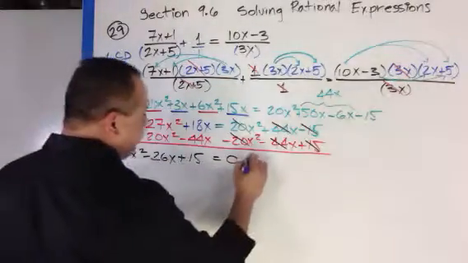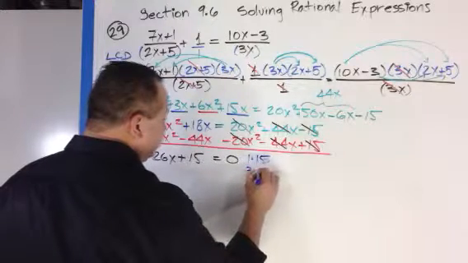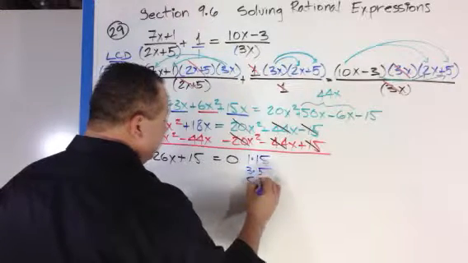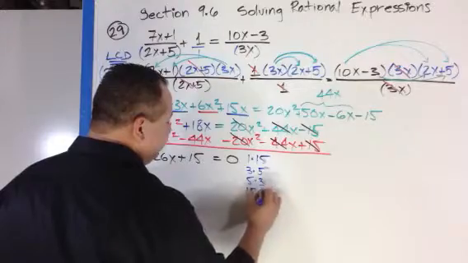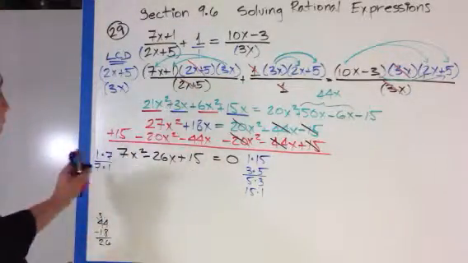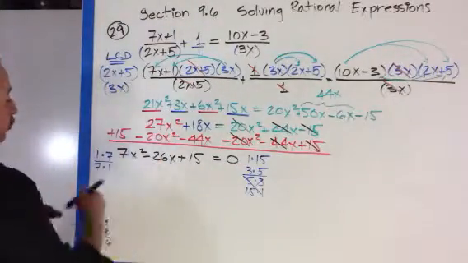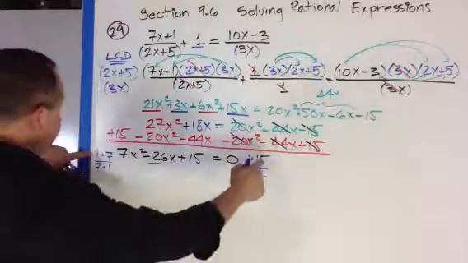I'll do the 15 now. 1 times 15, 3 times 5, 5 times 3, and 15 times 1. Those repeat there. Like I said, we only need one repeat. We don't need both. So I'm going to get rid of this repeat. So I'm going to start looking for a negative 26.